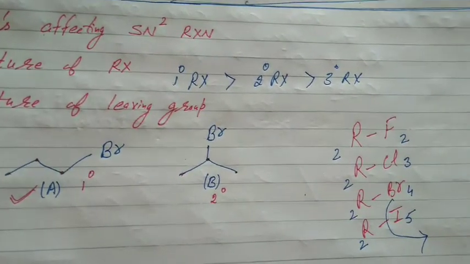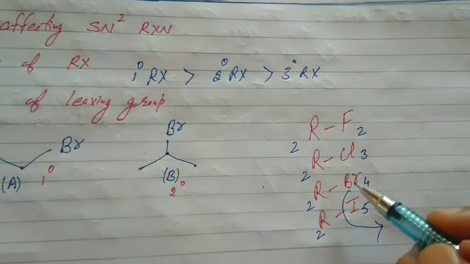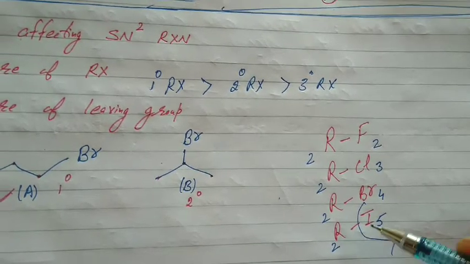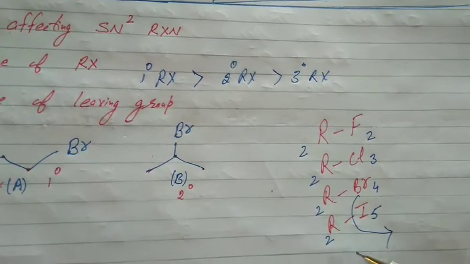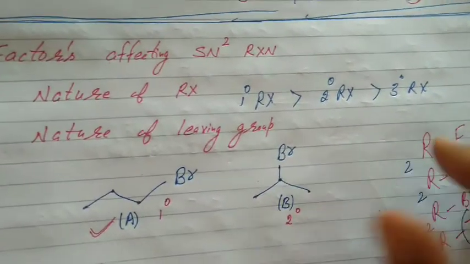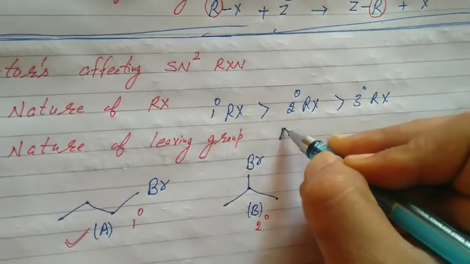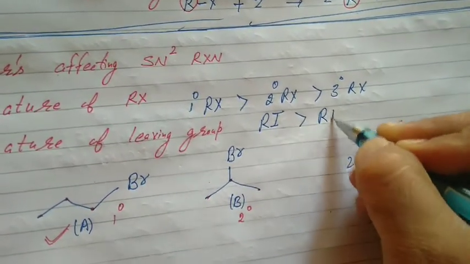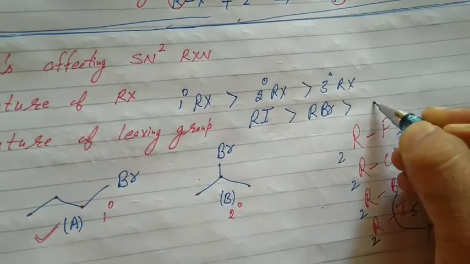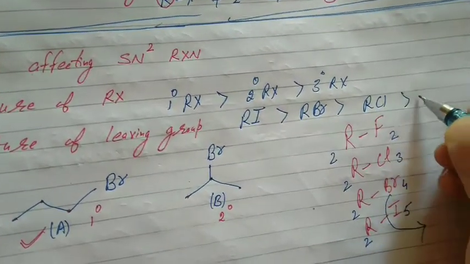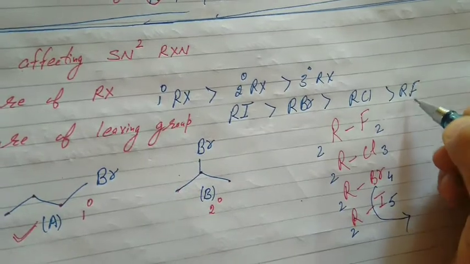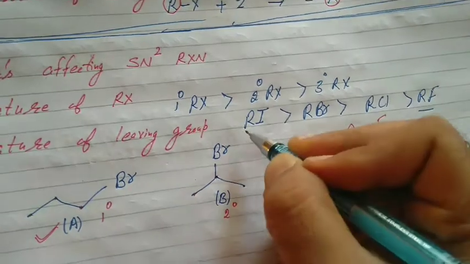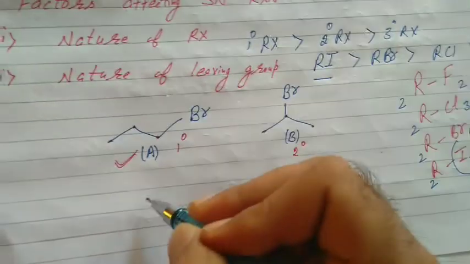Nature of leaving group means size of halogen atom. Students, the larger the size of the halogen atom, the weaker the bond will be, and easily it will eliminate and easily the nucleophile will approach. In the second factor, we will say which haloalkane is more reactive, that is iodoalkane, then bromoalkane, chloroalkane, and least reactive is fluoroalkane, because in fluoroalkane the bond between halogen and alpha carbon is strong, and in iodoalkanes the bond is weak.